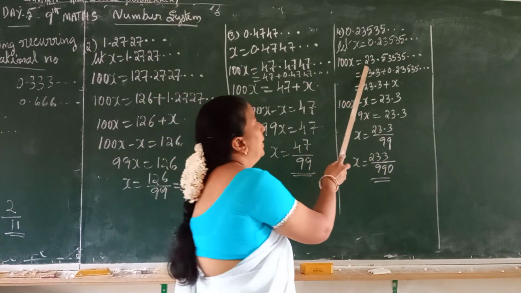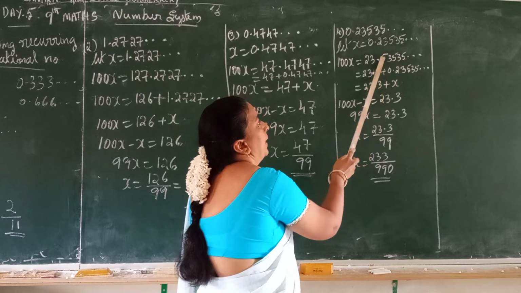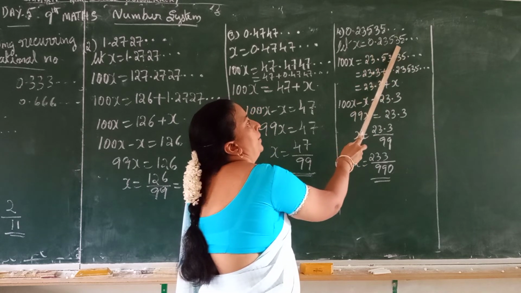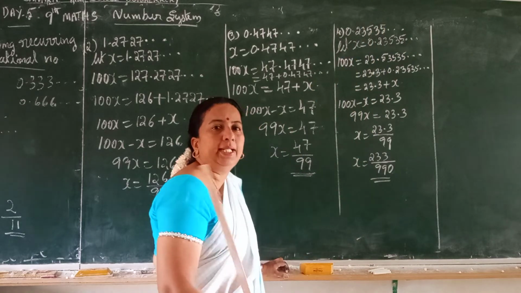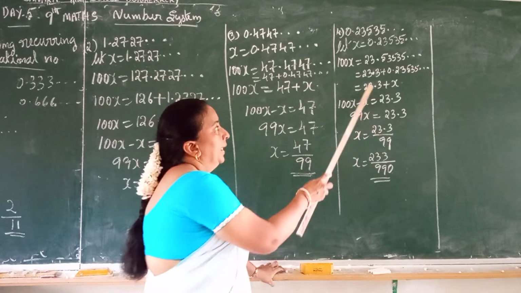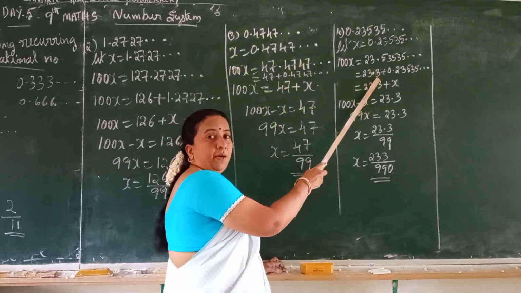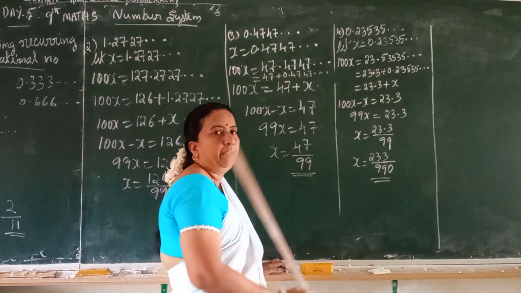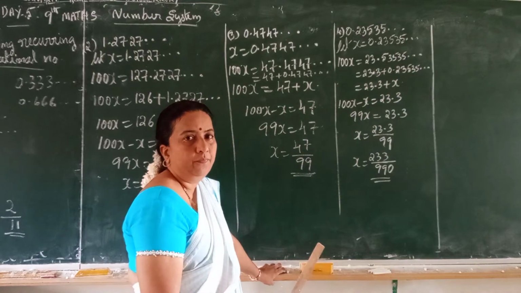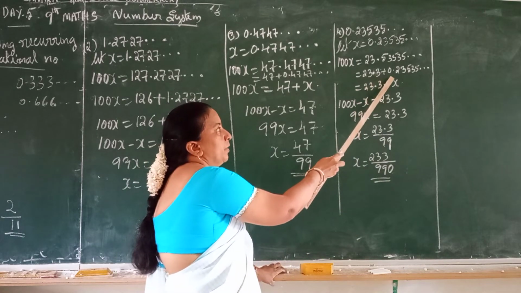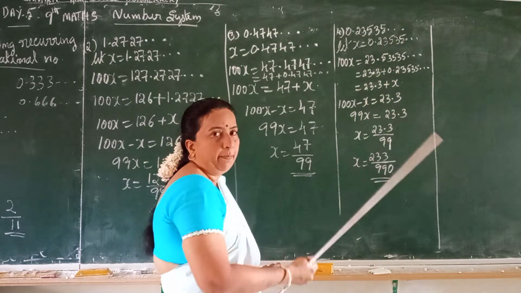Now 23.53535 has to be written as the sum of 0.23535 as another number. Which is that number? That is 23.3 plus 0.23535 and so on. So how much should be added? 23.3 should be added to the recurring decimal.